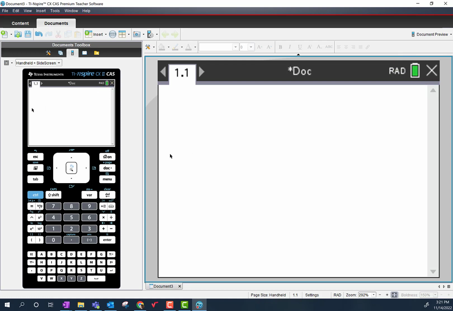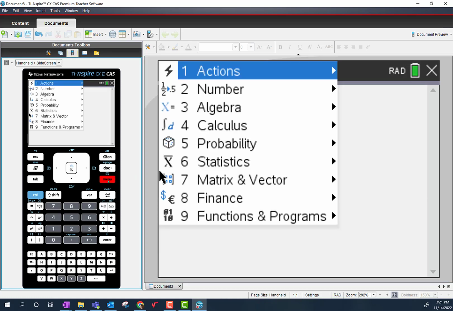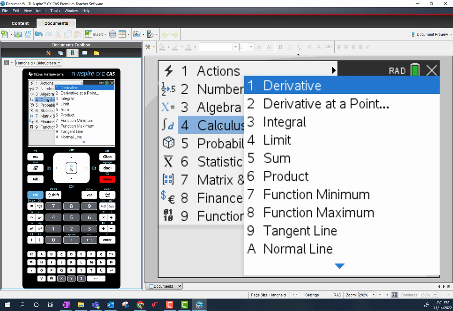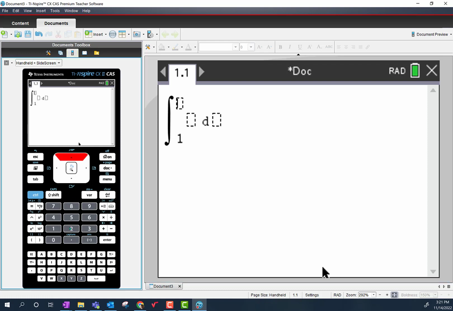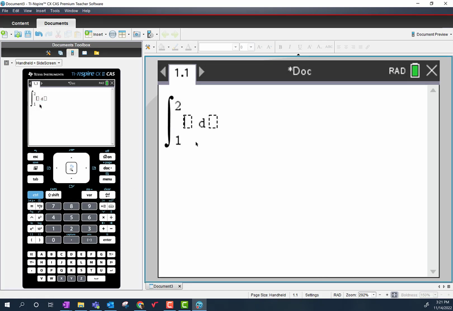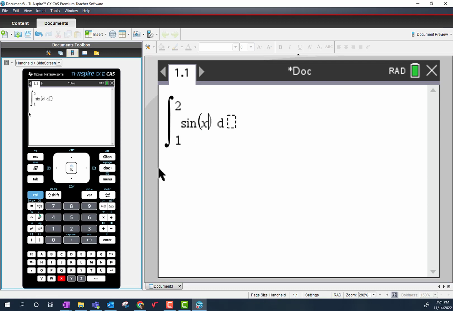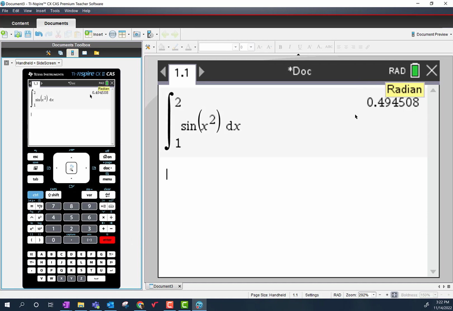Now, y'all probably have a faster way to do it than I do, but what I do is menu, and then calculus, and then integral. That's how I do integrals. And we said we're going to integrate from 1 to 2. And now I'm going to put in my trig function. So we've got sine of x squared. Close that out. Then this is with respect to x. And this is the value that our calculator approximated for us on an integral that would be impossible to do by hand.